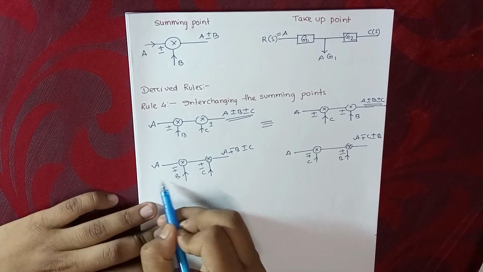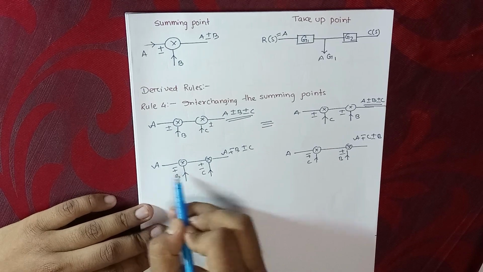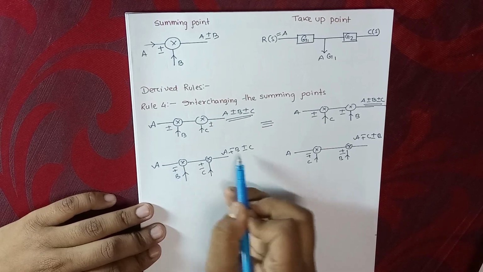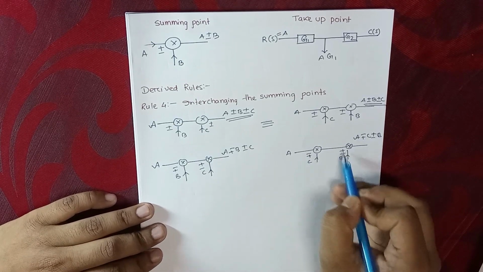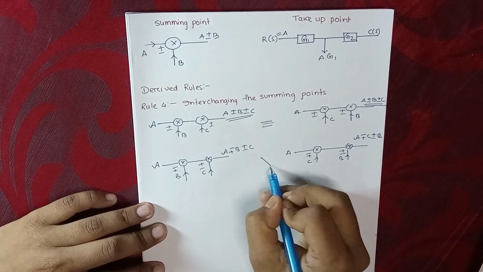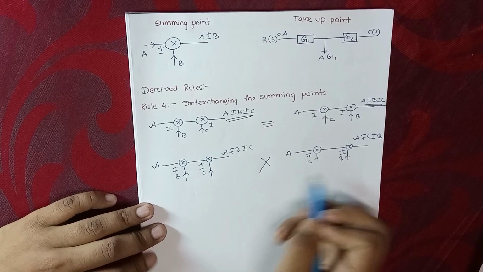But if it is given like this, A minus or plus B plus or minus C, and here it is A minus or plus C plus or minus B, then these two are not equal. We cannot interchange these summing points.